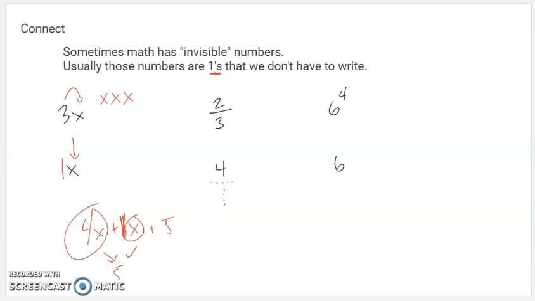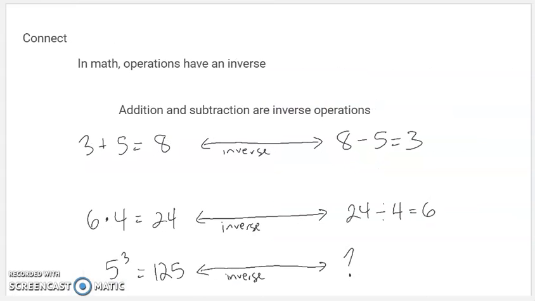I call that an invisible number that's kind of there when you need it, but you don't have to write it. Exponents, same thing. 6 to the 4th power, that's 6 times 6 times 6 times 6. If there's no exponent, it's kind of the same as 6 to the 1st power, which is just 6. So all those are invisible numbers. Invisible numbers are usually ones, and they're just a thing I want to draw your attention to because they're going to kind of come in today a little bit.